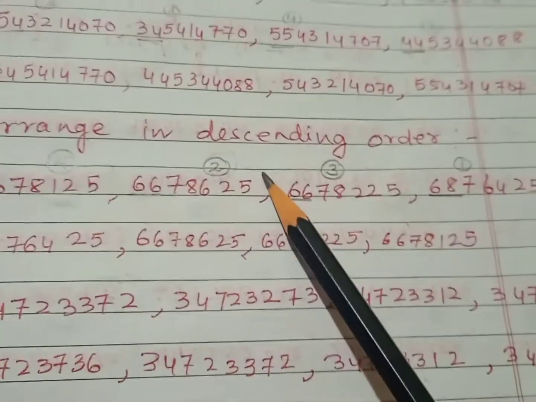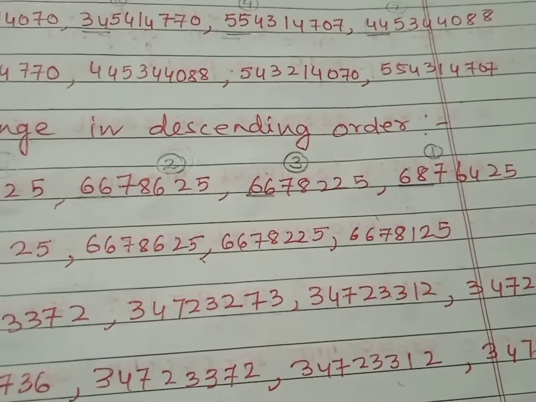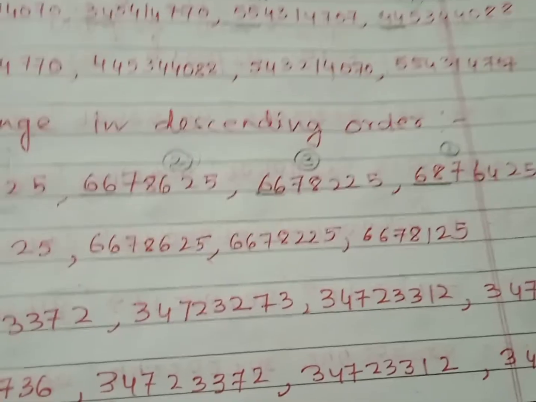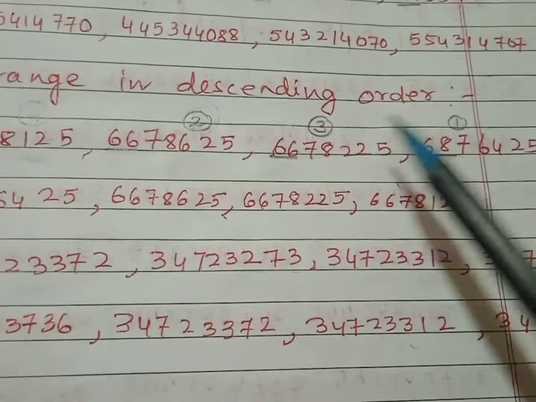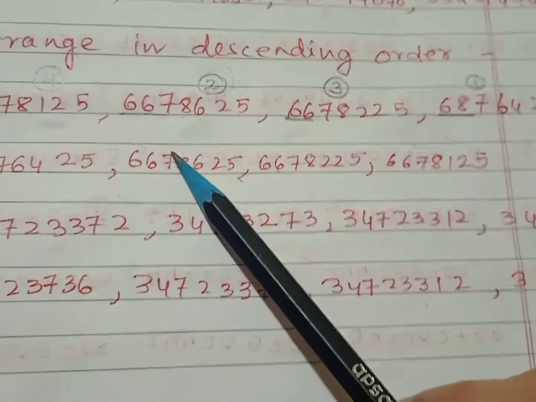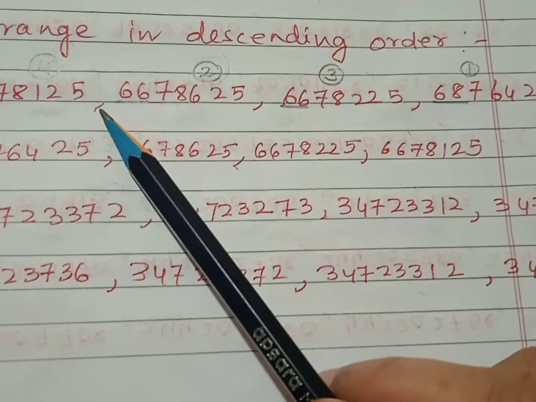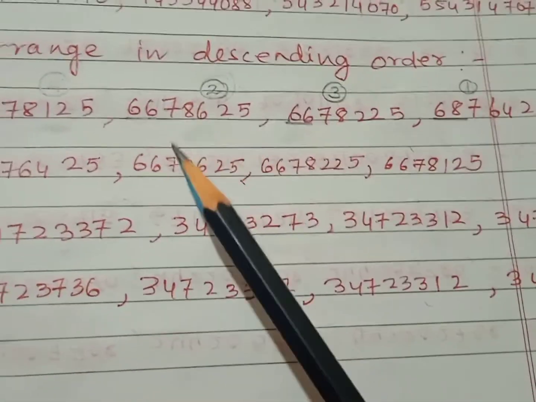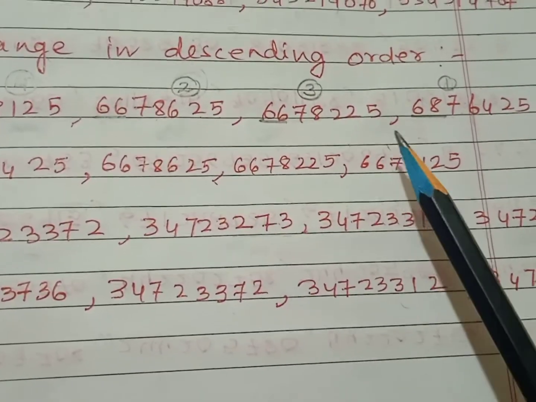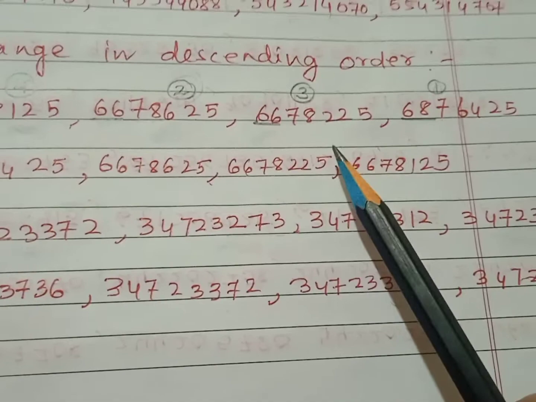Question number 4: again, arrange in descending order. Now here we will be going from bigger to smaller, that is, from the number of larger value to the number of lesser value. Here we have the digits of all our 7-digit numbers. Let us see what will help us in deciding the bigger number.